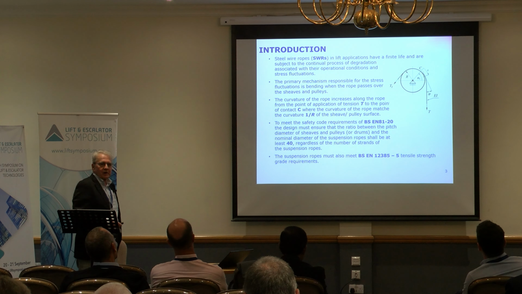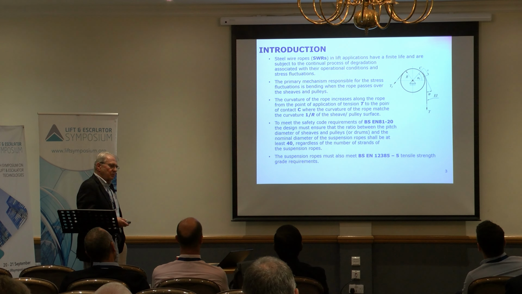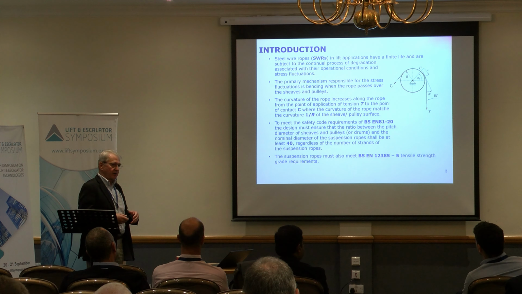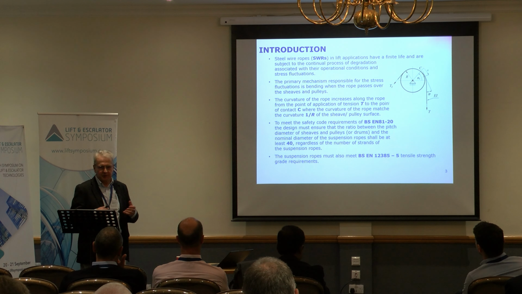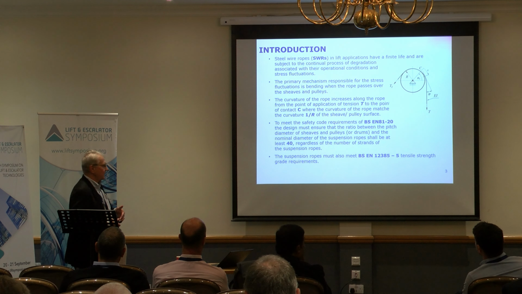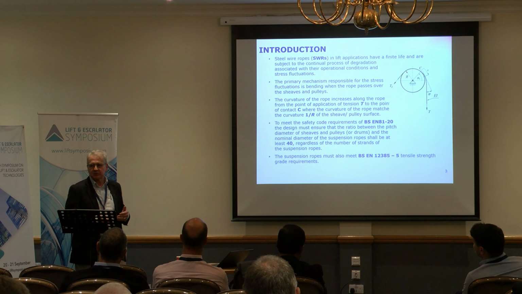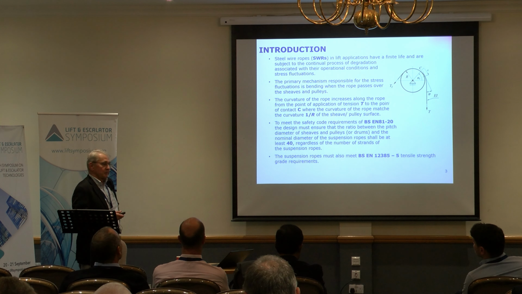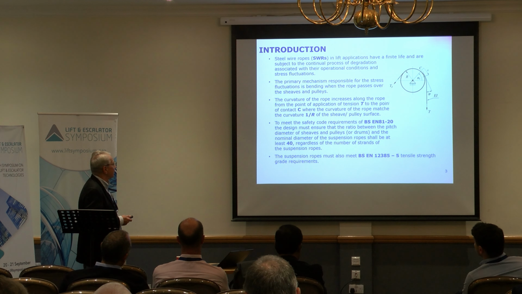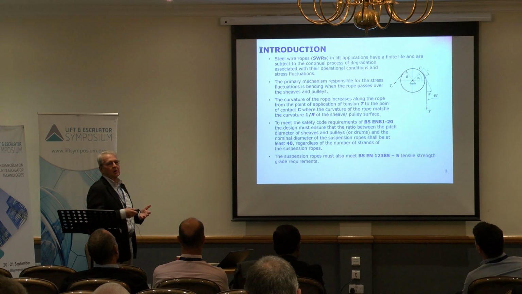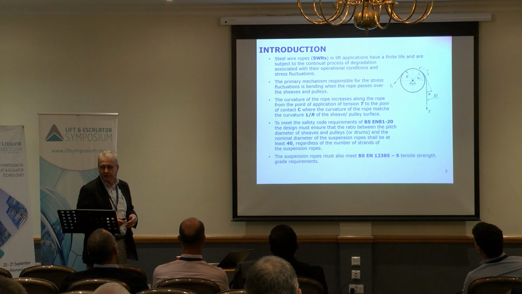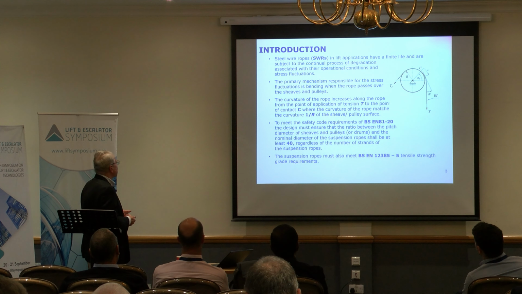Okay, so the introduction, why this research? It has been on my desk for some time, and we all know that steel wire ropes are still widely used. Despite new technologies, we've got belts and so on, but steel wire ropes will stay with us for some time. In lift installations, they have a finite life and are subject to a process of degradation. That's because of the conditions which are happening. So the primary mechanism of degradation is bending. When the rope goes over the pulley, it is subject to bending.